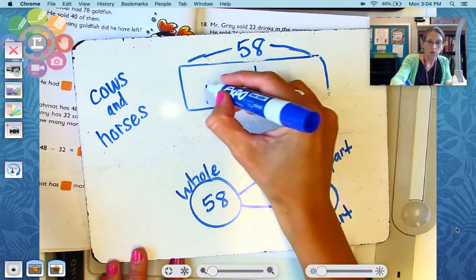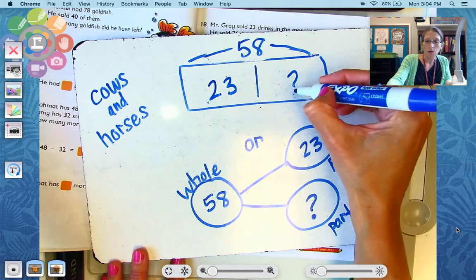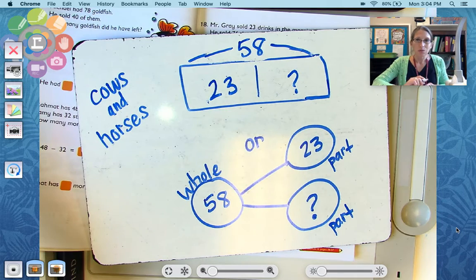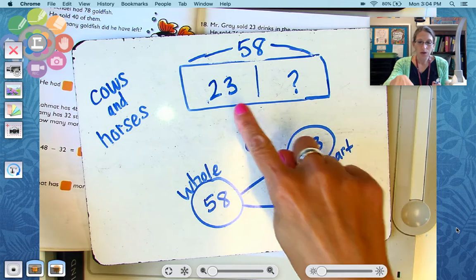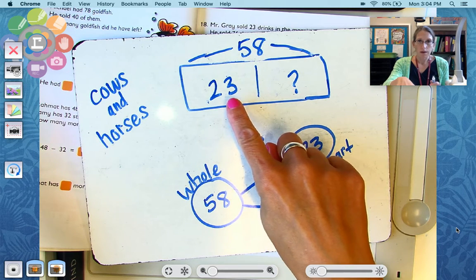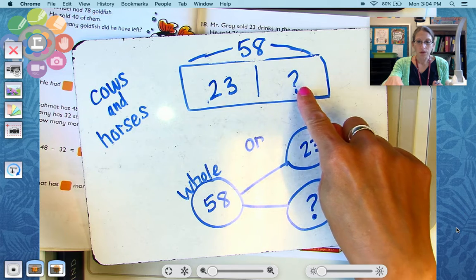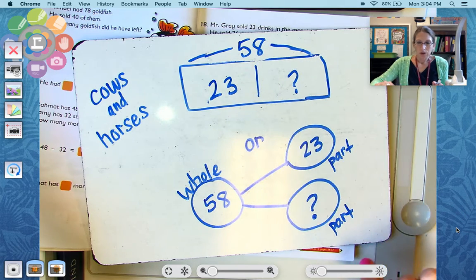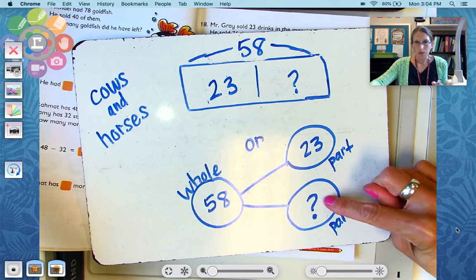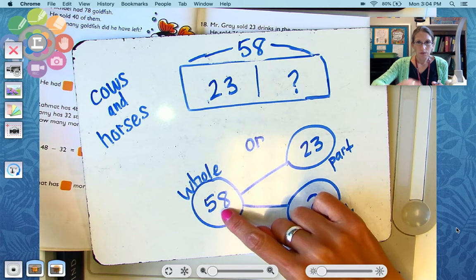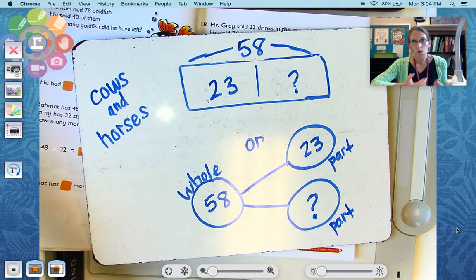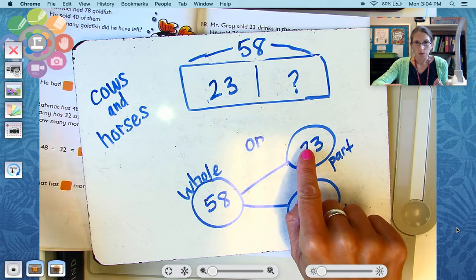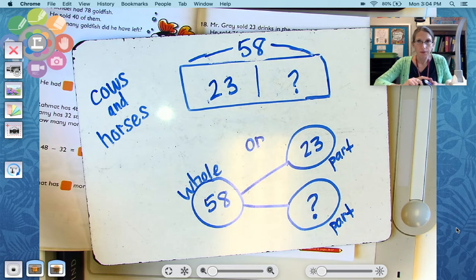So 23 goes here and our question mark goes here. So it's sort of like thinking about, well, if there's 23 horses, I would need how many more to equal the same amount of cows? Because we know there's more cows. So 23 plus something is going to get me up to 58. Or we can think about 58 minus 23 is going to get us to the missing number.